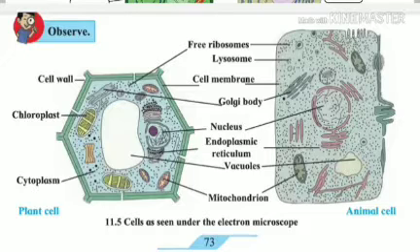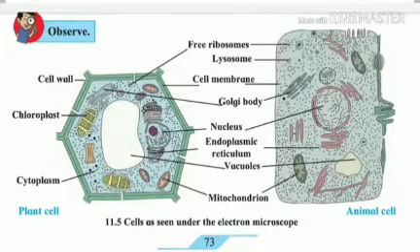First, let's discuss the cell membrane. The cell membrane is present in both cells, and the cell wall is present in the plant cell and absent in the animal cell. The vacuoles are present in both cells. The Golgi complex is also present in both cells. Mitochondria are also present in both cells. Mitochondria are the powerhouse of the cell. They provide power to the cell.